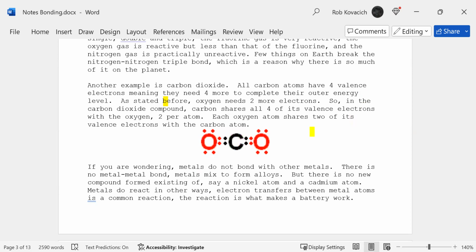So these are all non-metals, and the covalent bonds always have non-metals bonding with other non-metals. You won't have a metal non-metal as a covalent. That's going to be ionic, and there's no such thing as a metal-metal bond. They'll form alloys, but it's not technically a bond.